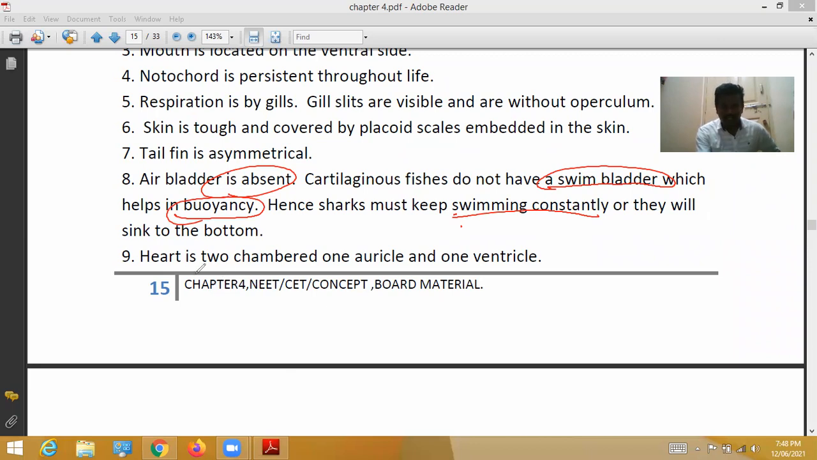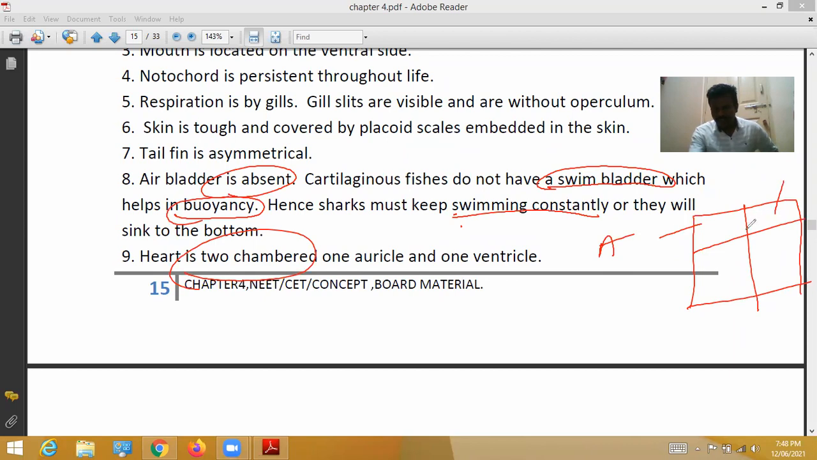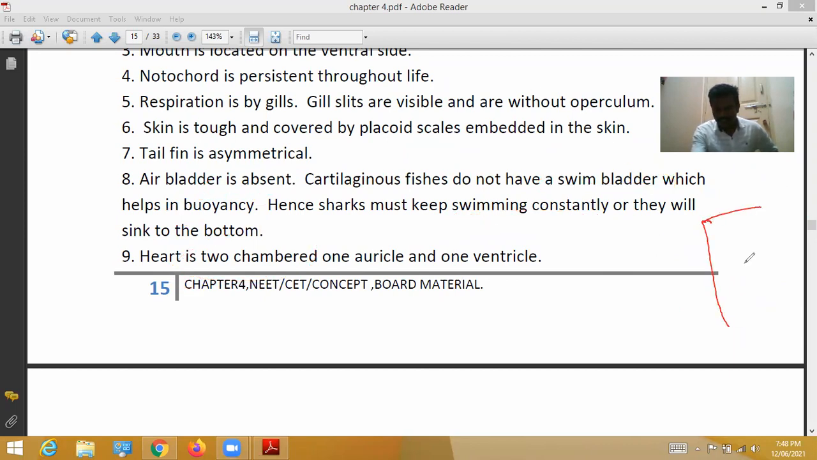Okay, that's it. The heart is two-chambered. Generally, the heart is two-chambered, with one atrium and one ventricle. Like this way, the two-chambered heart is located.